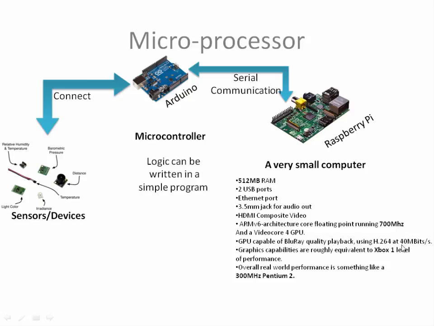You can run high definition Blu-ray video at 40 megabits per second, and the graphic performance is almost equal to Xbox One. And if you compare overall, it's like your Pentium 2 processor. Then it's not bad for the size of computer it is. So we will be utilizing this for our demo purpose. We will also be explaining this Raspberry Pi in more detail.